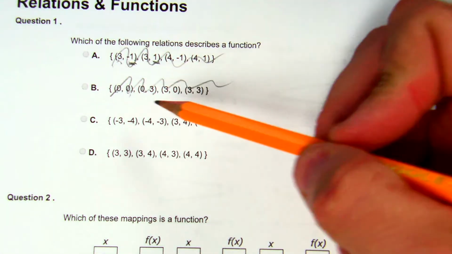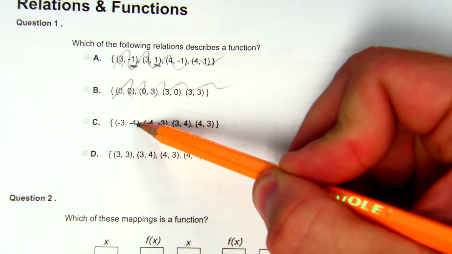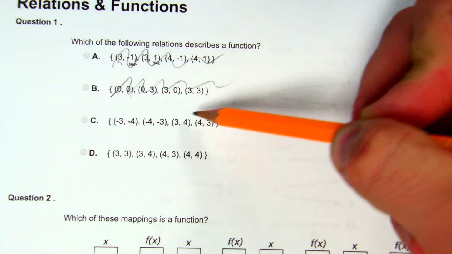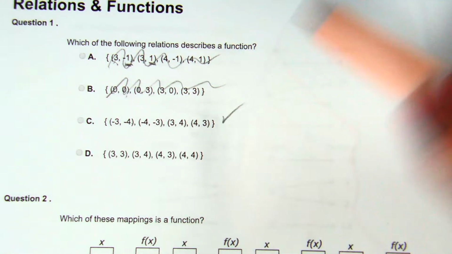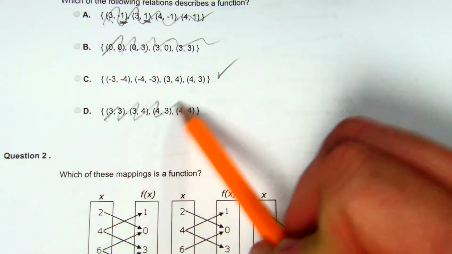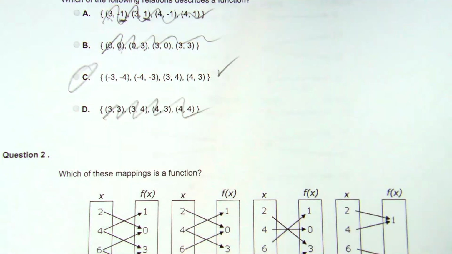If I look at this one, -3 is going to -4. That looks good. -4 goes to -3. That looks good. 3 goes to 4, and 4 goes to 3. So far, that one looks good. Let's check the rest of them and see if there's any that have more than one answer. 3 is trying to take me to 3, and 3 is trying to take me to 4. No good. Bad radio. So C has got to be the answer.